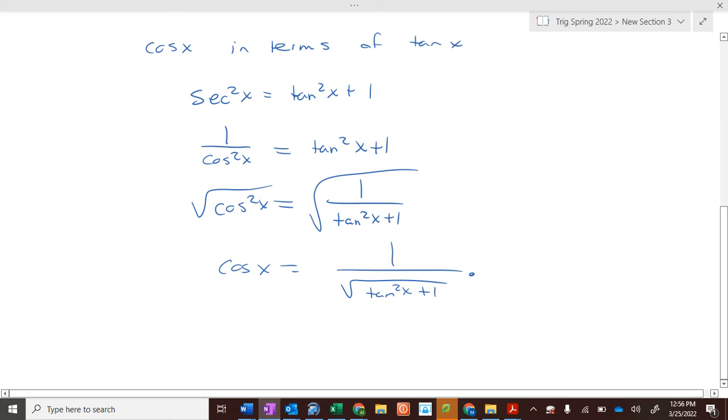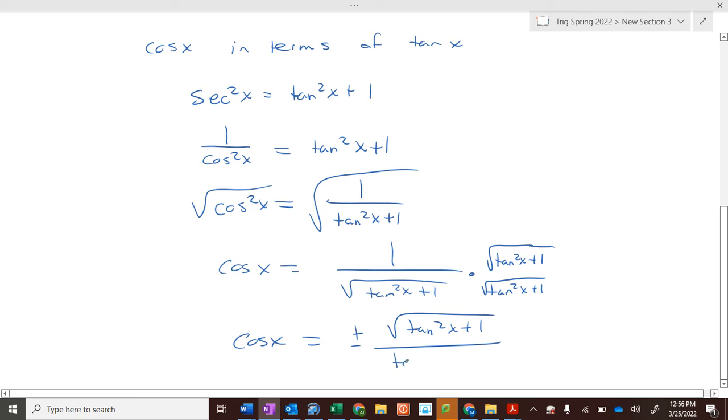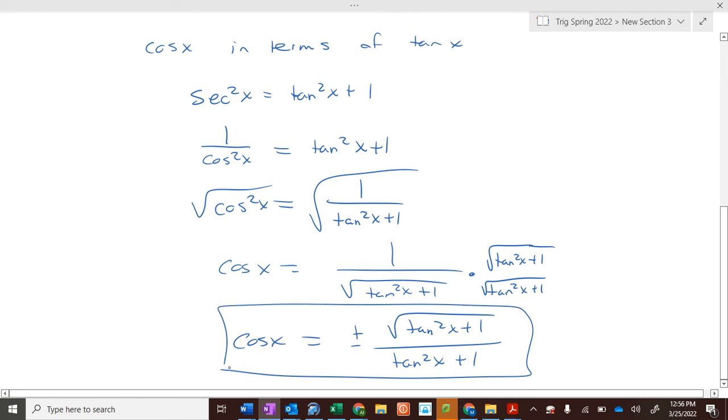So how do we get a square root of tangent squared of x plus 1 off the bottom? Multiply by the denominator. So the cosine of x is equal to positive or negative the square root of tangent squared of x plus 1 over tangent squared of x plus 1. That's cosine in terms of tangent. Was that nasty enough?